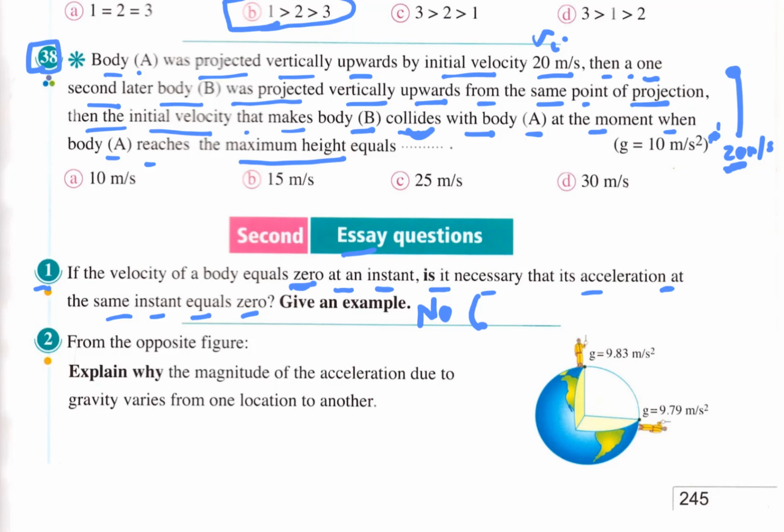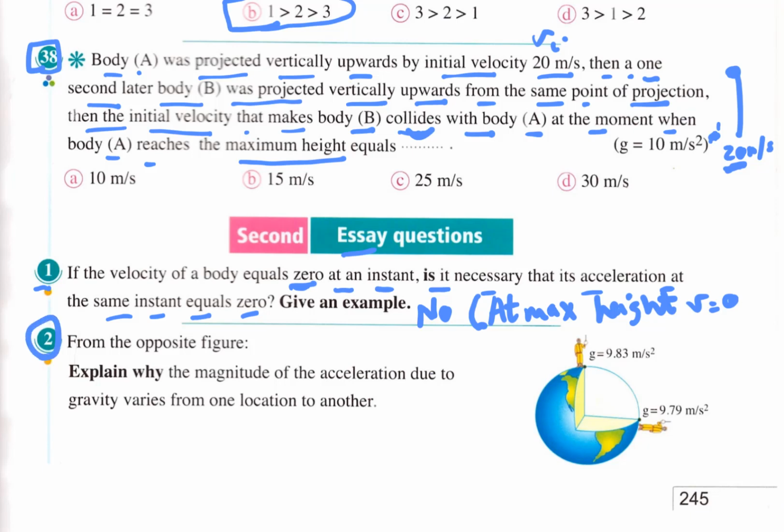The object at maximum height. At maximum height, what happened? The velocity equals 0, but the object moves under the acceleration due to gravity. And the evidence for that: the object changes direction when it reaches the maximum height and starts to fall by free fall acceleration. Got it?